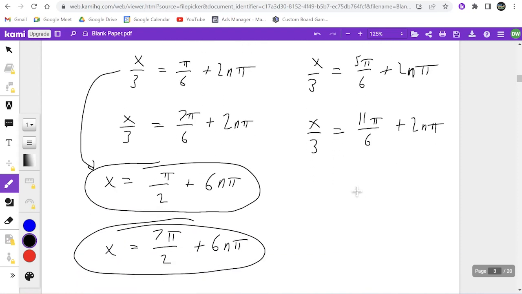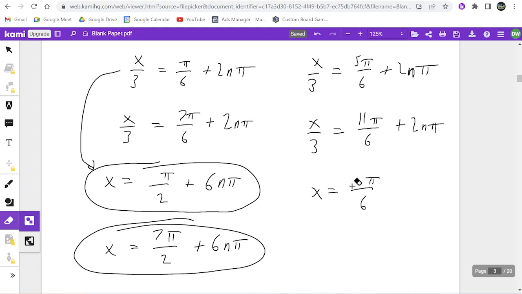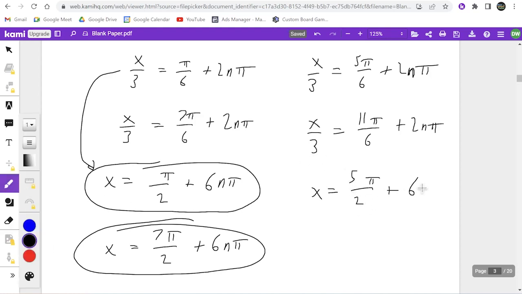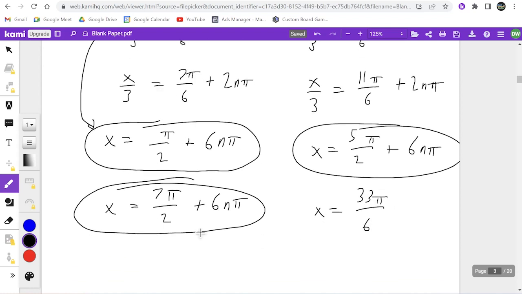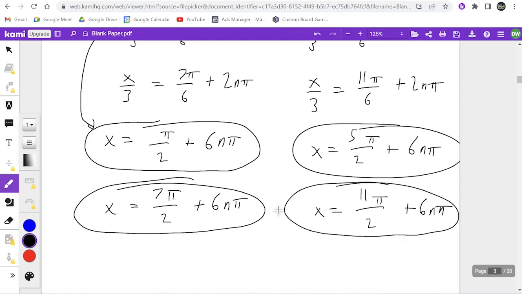That's the important part. So anyways, now we multiply by 3 again. You're going to get x equals 15 pi over 6. And that's going to reduce to 5 pi over 2 plus 6n pi. And then the very last one we have is going to be x equals 33 pi over 6. Both of those are divisible by 3, leaving you with 11 pi over 2. Again, plus 6n pi. There we go.